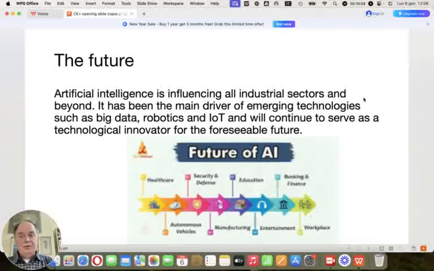Looking at the future, artificial intelligence is influencing all industrial sectors and beyond. It has been the main driver of emerging technologies such as big data, robotics, and Internet of Things, and will continue to serve as a technological innovator for the foreseeable future.